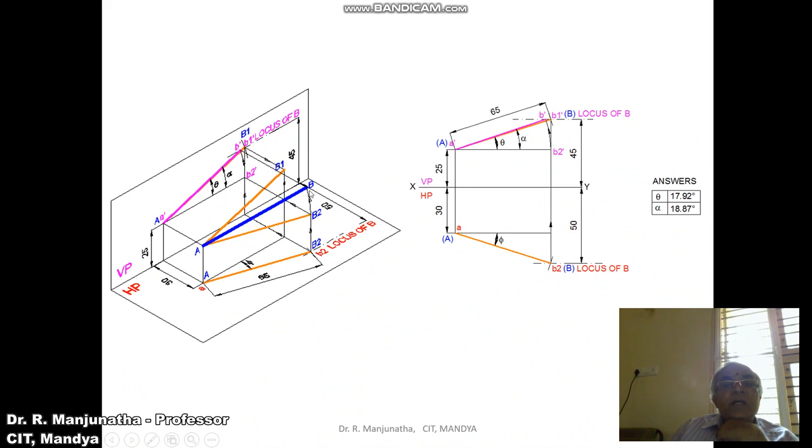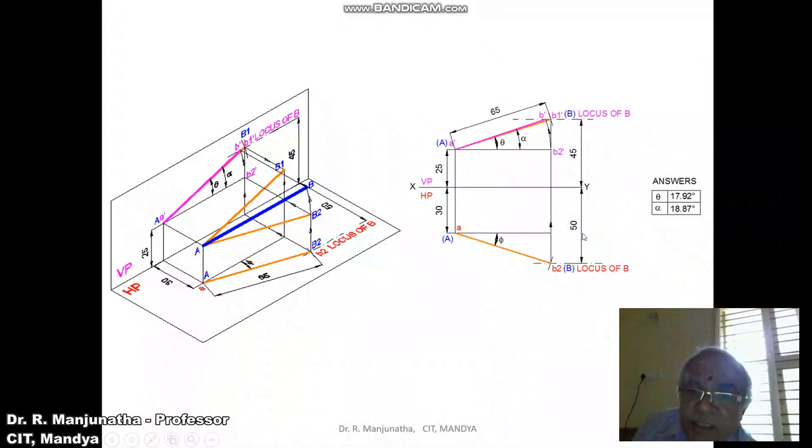Then you find out the apparent inclination and the true inclination. Now this is also how you do it in the top view, where you are considering the true length and apparent inclination in the front view.